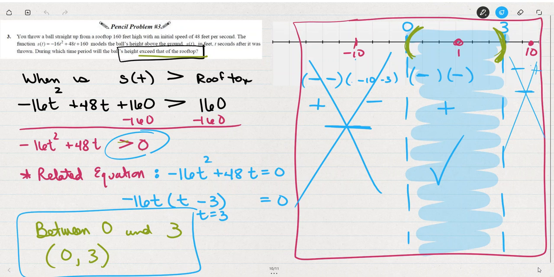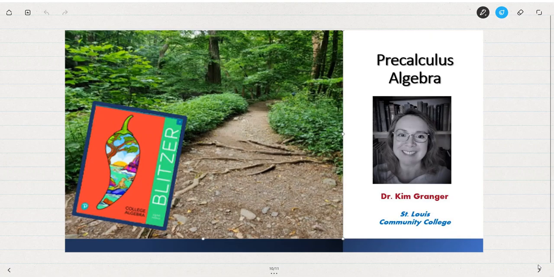I hope you'll keep working on applications like this and inequalities that are polynomial or rational. The more you practice it, the easier they'll become.